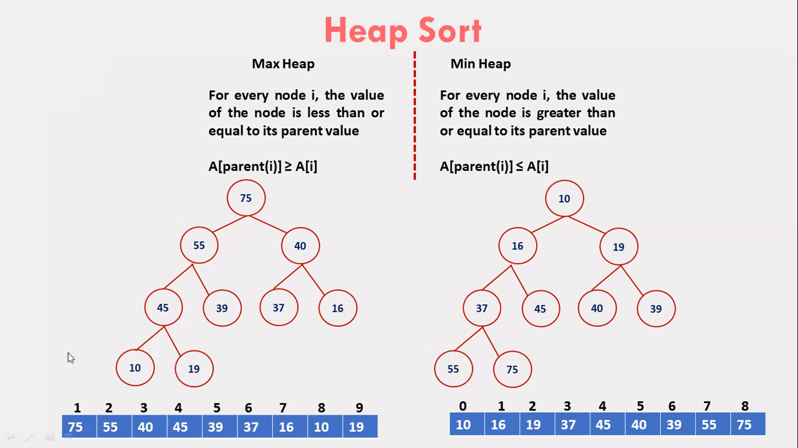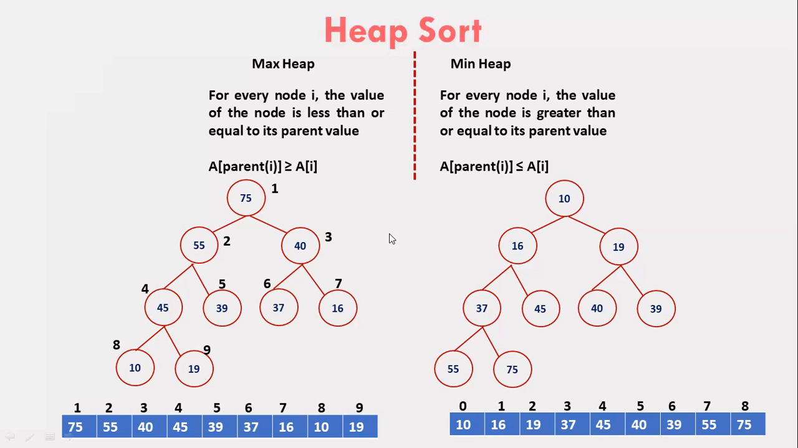If you see, this is the array representation of this particular tree: 75, 55, 40, 45, 39, 37, 16, 10, 9. If we write the index values, this is 1, here it is 2, here it is 3, here 4, here 5, here 6, here 7, here 8, and here 9.